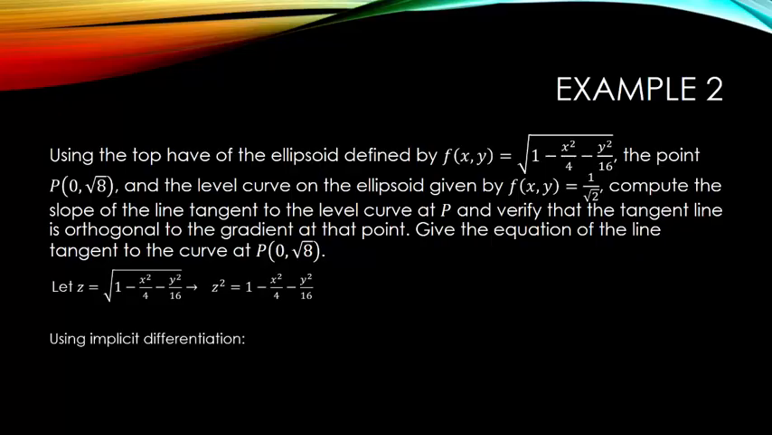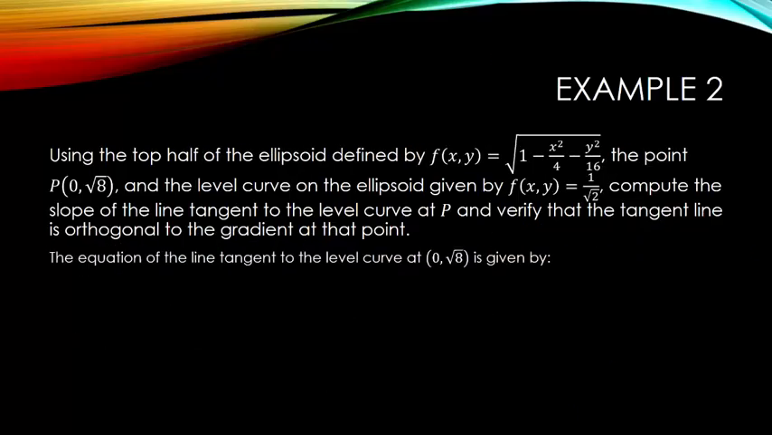I'm going to use implicit differentiation to find dz dx. On the left side, when I differentiate with respect to x, I get 2z dz dx is equal to negative x over 2. And solving for dz dx gives me negative x over 4z. If I differentiate with respect to y, I get 2z times dz dy is equal to negative y over 8, and solving for dz dy gives me minus y over 16z. At this point, I could substitute 1 over square root of 2 for z, but I'm going to leave it like this for right now.